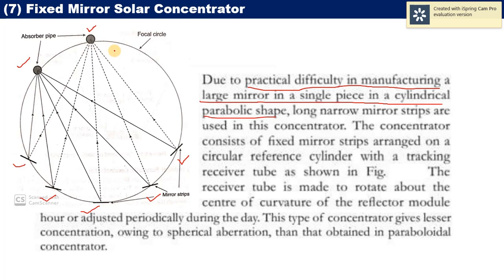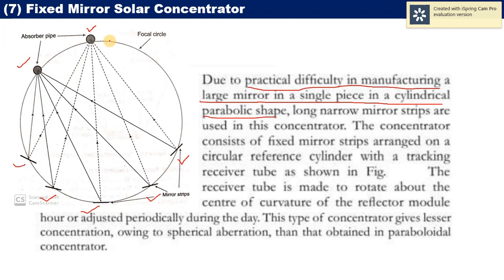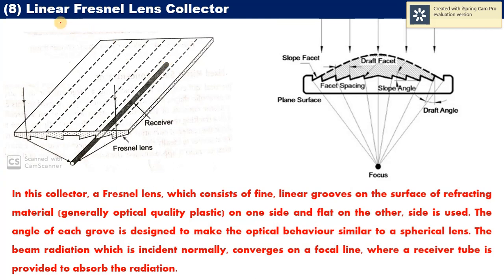Here also there is one axis tracking, and we can move this absorber pipe to track the sun, or to track the reflection of the sun. So this is the fixed mirror solar concentrator. Now, the linear Fresnel lens collector is also a line focus type of collector with one axis tracking. So the fixed mirror solar collector, the cylindrical parabolic concentrator, and the linear Fresnel lens collector are line focus collectors with one axis tracker. We have to remember this.